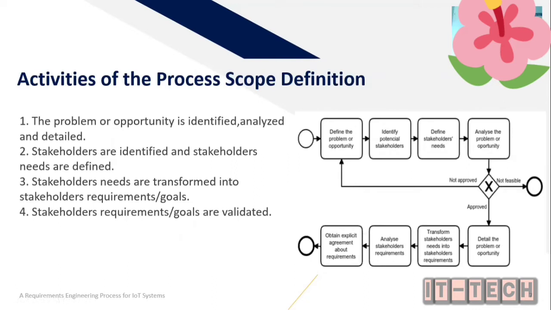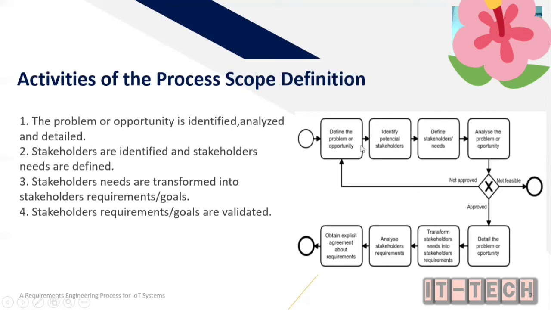Activities of the process scope definition. The activities of the process scope definition are: the problem or opportunity is identified, analyzed, and detailed. Stakeholders are identified and stakeholders' needs are defined. Stakeholders' needs are transformed into stakeholders' requirements goals, and stakeholders' requirements are validated.